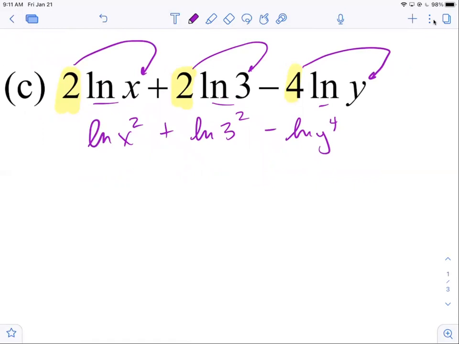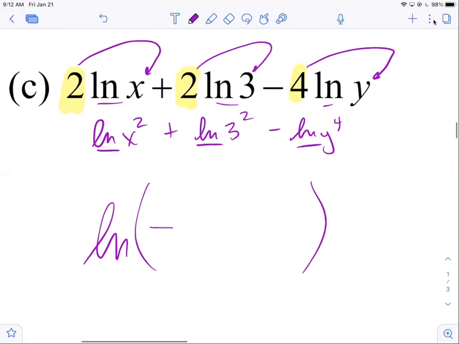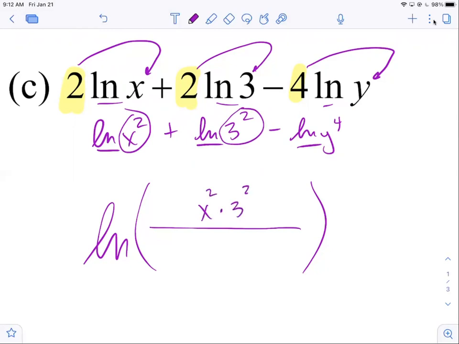Now, with the coefficients being 1 or -1, and they're all the same log, now I can pull the log out. And do I have at least one negative term? Yes, so I'm going to build the shelf. What gets multiplied on the top shelf? Your positive arguments. So x squared times 3 squared. And what gets multiplied on the bottom? Your negative argument, y to the 4th. Okay.